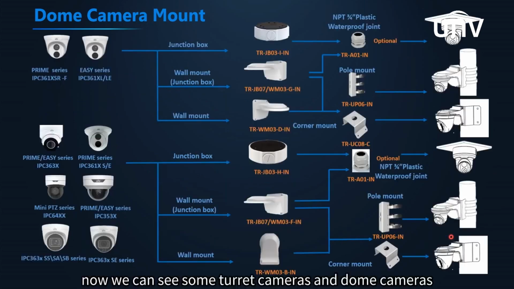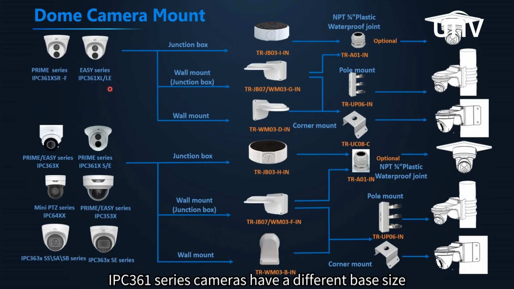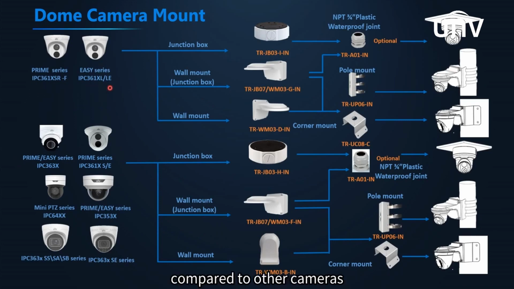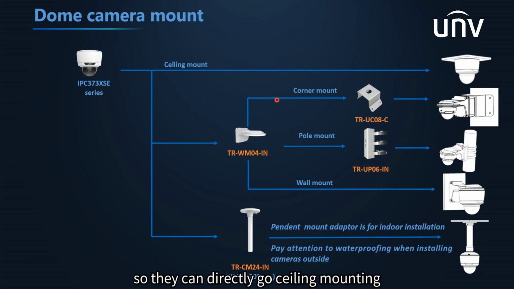Now we can see some turret cameras and dome cameras. IPC361 series cameras have a different base size compared to other cameras, so the accessories, like junction box and brackets, also differ in size. For IPC373 series cameras, they have a junction box in the base, so they can directly go ceiling mounting or use bracket to wall mount.